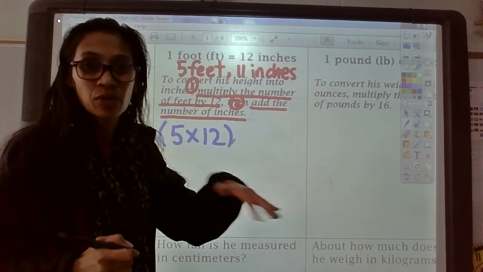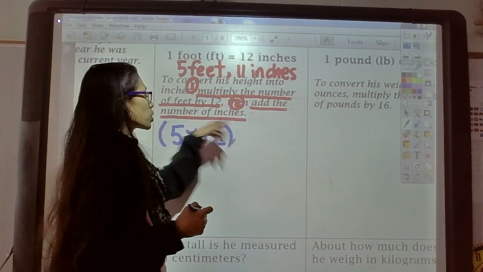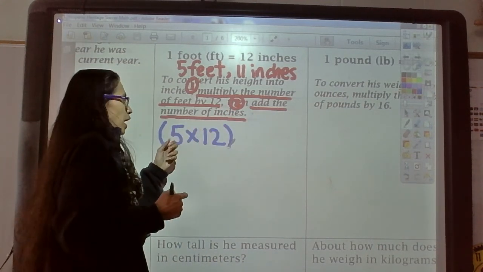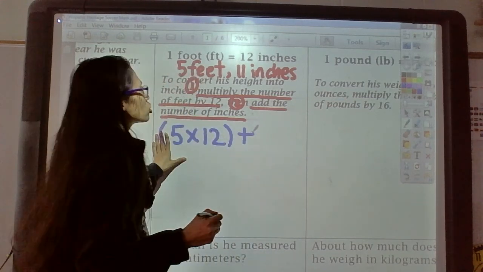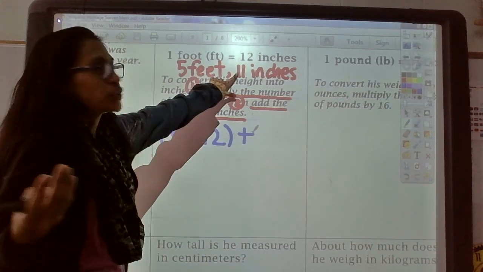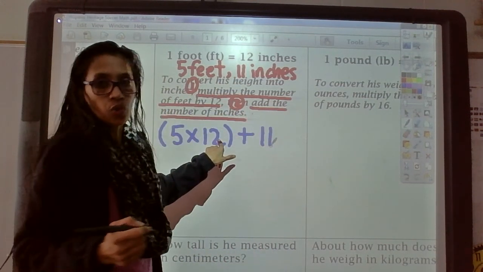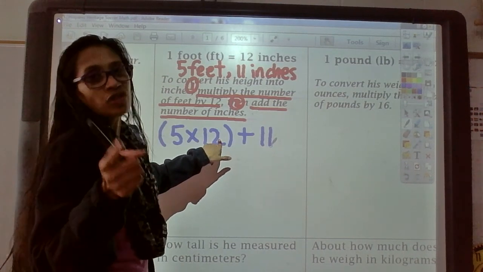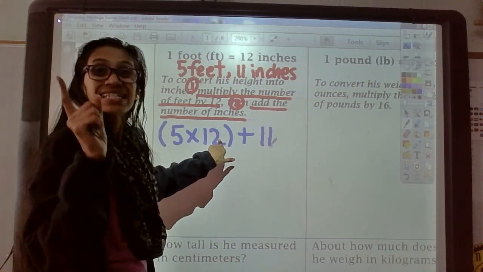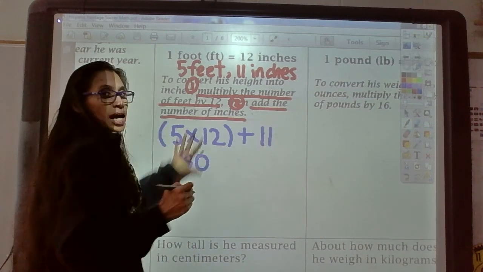Now, I'm going to set up the whole problem first, okay? And then it says, then add the number of inches. So I have 5 times 12. We do that first. Plus, how many inches tall? Extra. Right there, 11 inches. So first I do 5 times 12. What's 5 times 12? You should know that 5 times 12 is 60. So it is 60. So I did that part first.